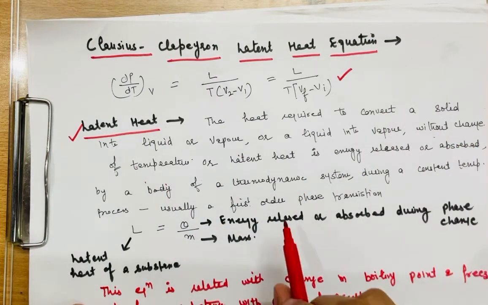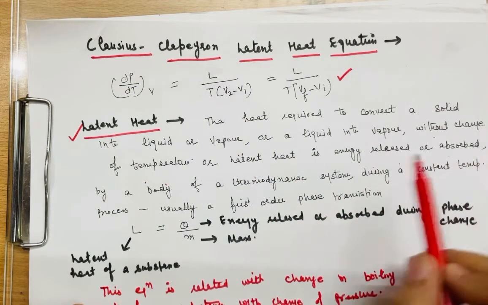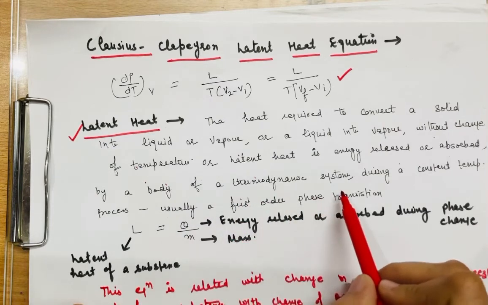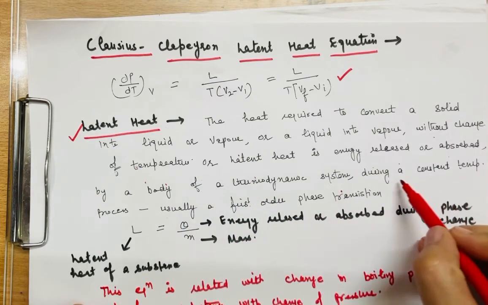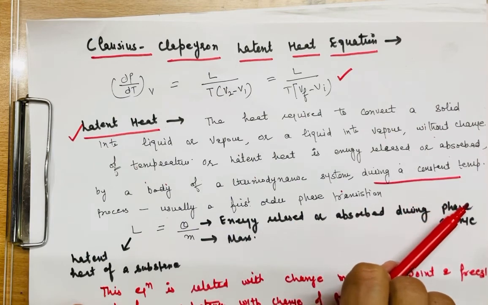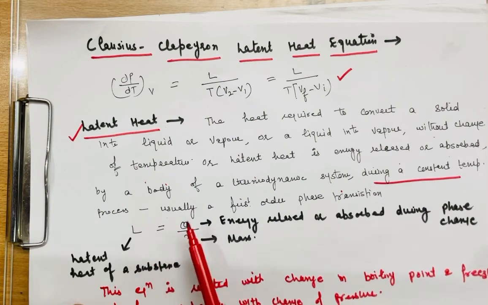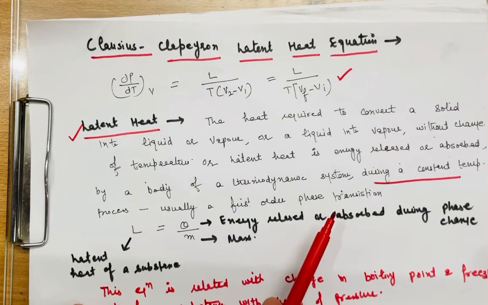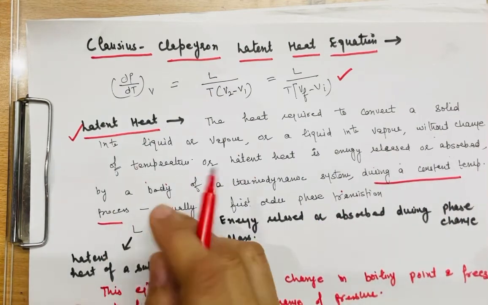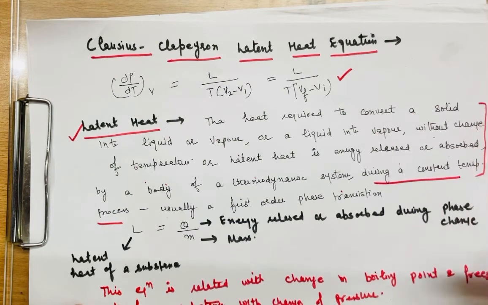Or we can say latent heat is the energy released or absorbed by a body or thermodynamic system during a constant temperature process, and usually a first order phase transition occurs. Clear? Constant temperature process, this is jointly clear. So this is about the latent heat.